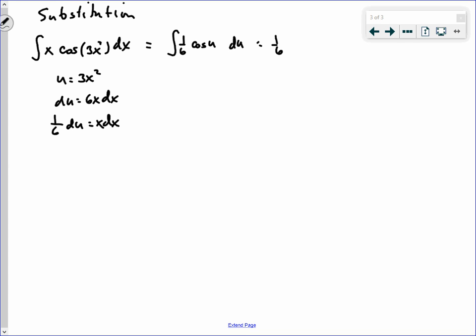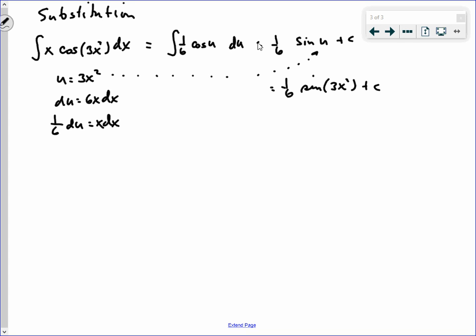With the 1/6, the constant comes out there. The antiderivative of cosine is the sine. Now, the derivative of cosine is minus the sine, but the antiderivative is just plus the sine. And then, of course, we pick up some constant, and we've done the calculus. Now it's our turn to substitute back in, because we started with a function of x and we need to end with a function of x. So 1/6 sine 3x squared plus c. That's an example of substitution.